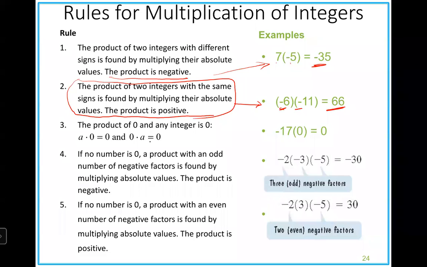Okay? Number 3 says the product of 0 and any integer is 0. So anything you multiply by 0, you're going to get 0. Whether the number is negative or positive, the answer is 0.